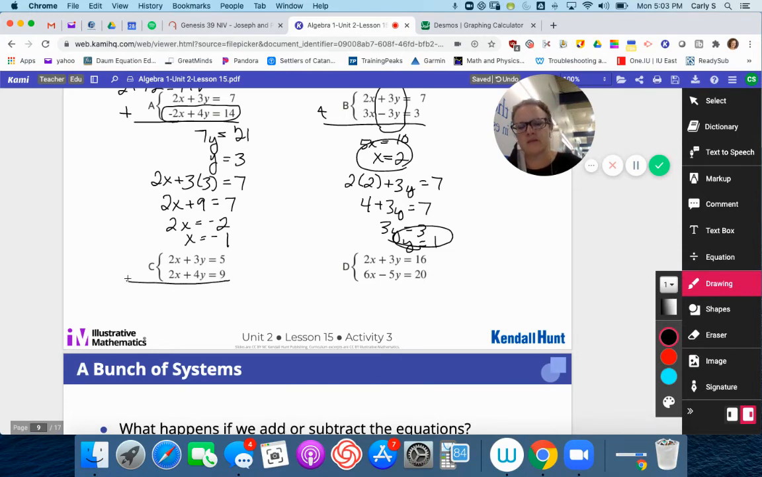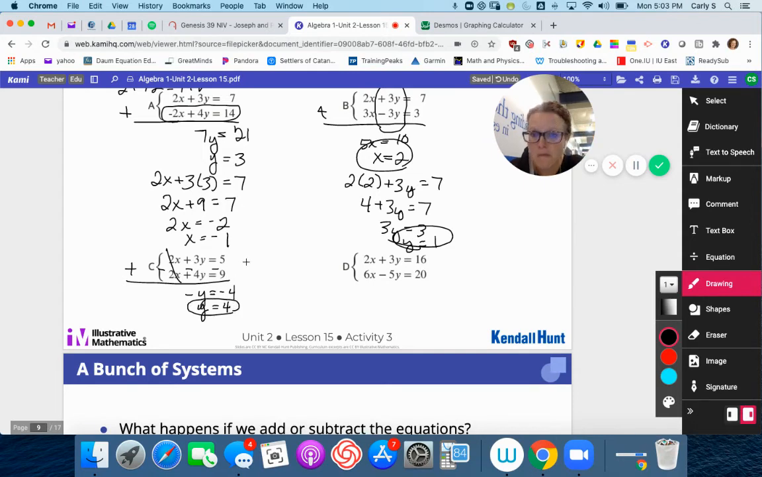Okay, what do I do here? I have the x's are the exact same variable, but the numbers are the exact same too. So I really need to change the sign of each term in that second equation just by multiplying it by a negative 1. So once I've multiplied by a negative 1, then I can go ahead and add, and it cancels out the 2x. Here, this gives me a negative y equals negative 4. So y equals 4.